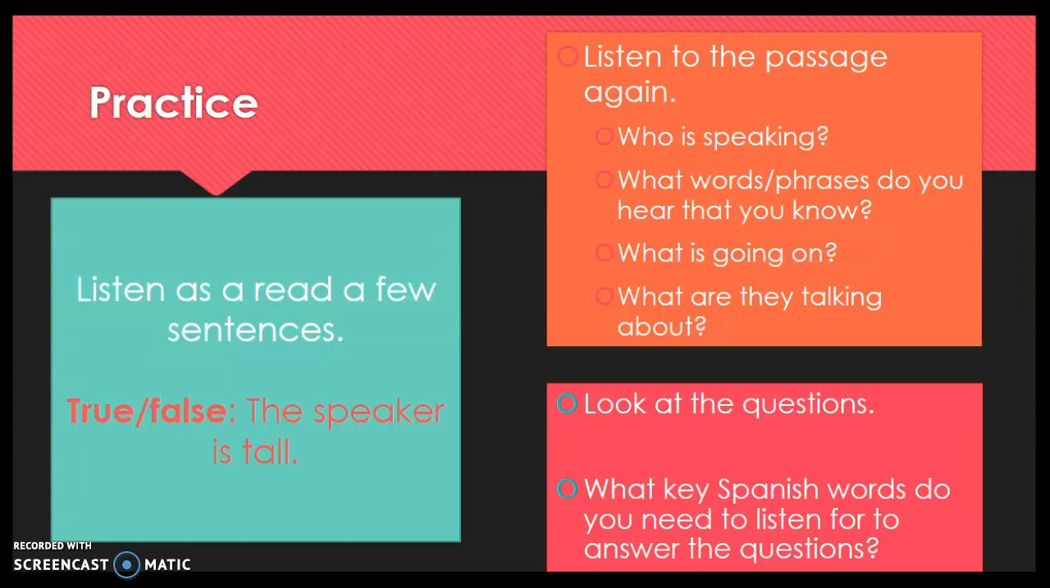Okay, so straight off the bat, hopefully you heard a few words that were familiar, like hola and me llamo, and then some of the adjectives as well. So this time I'm going to read it again. I want you to listen to try to figure out who's speaking. What's that person's name? What words do you hear that you know? What's going on? And then if there's more than one person speaking, what are they talking about? Okay, so here we go again.